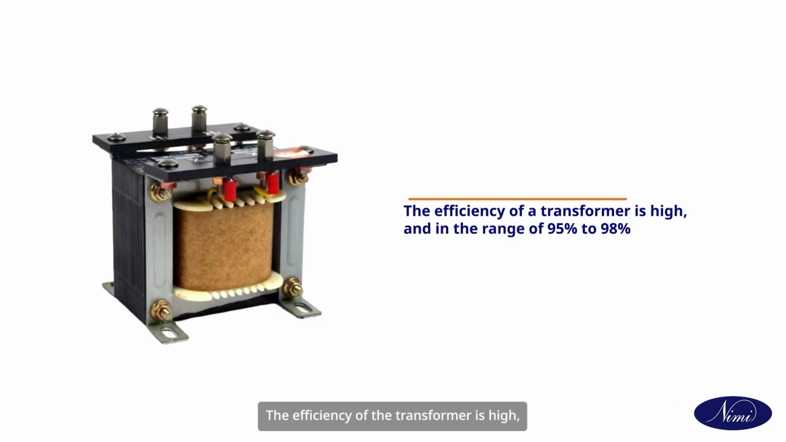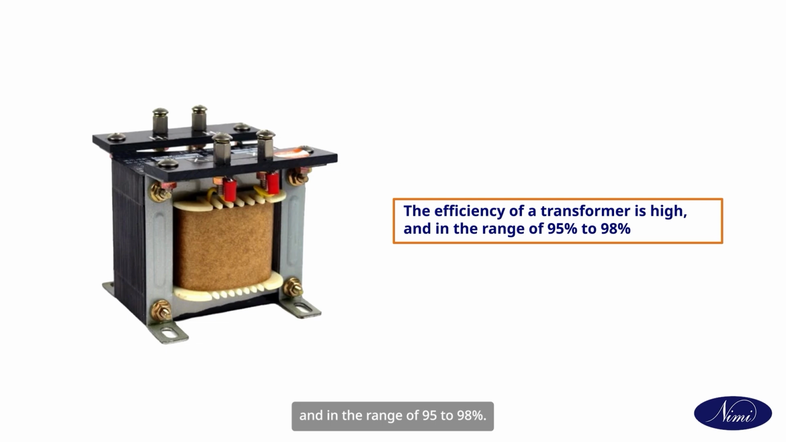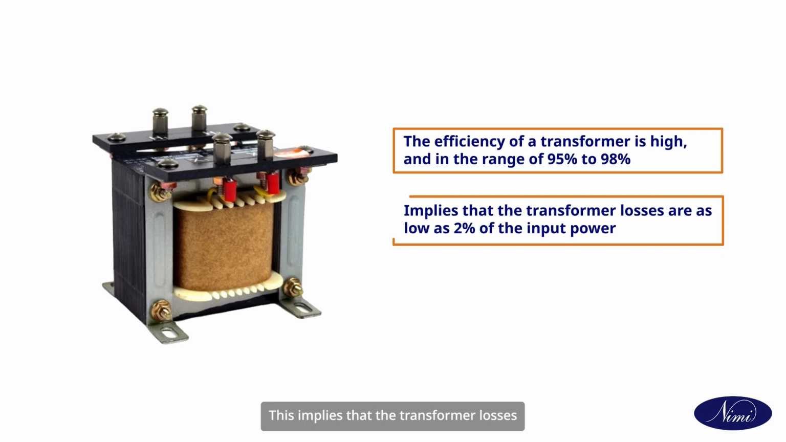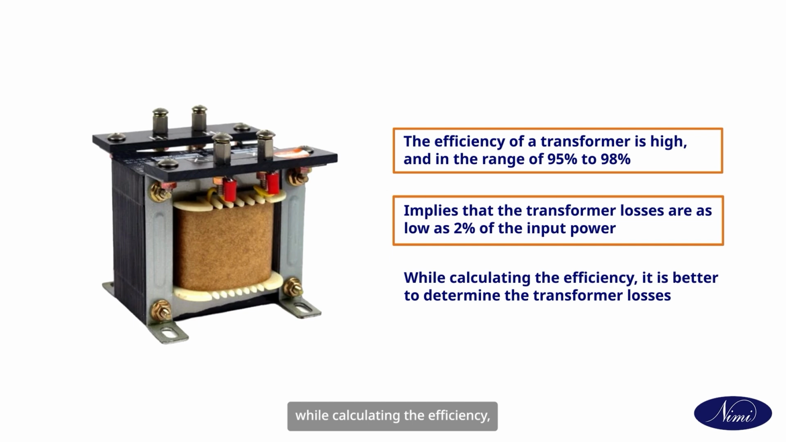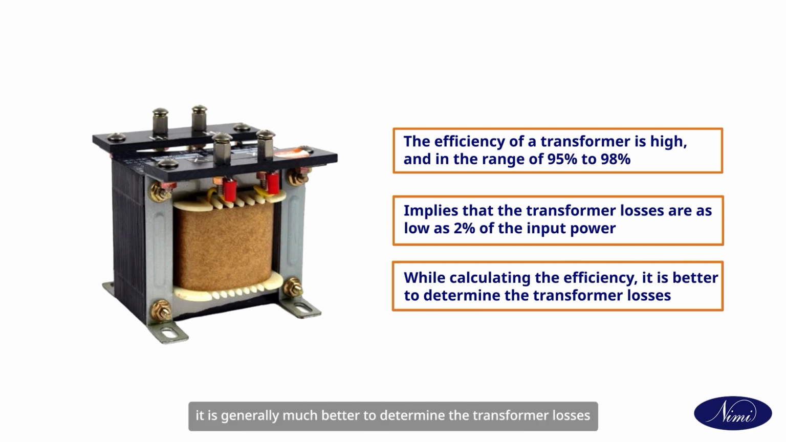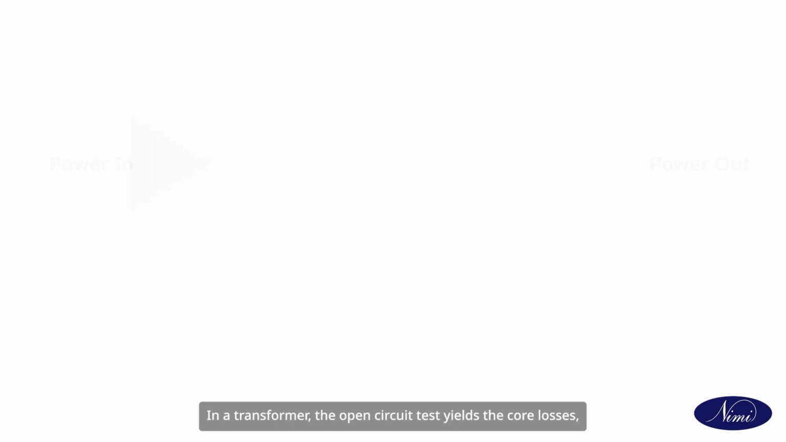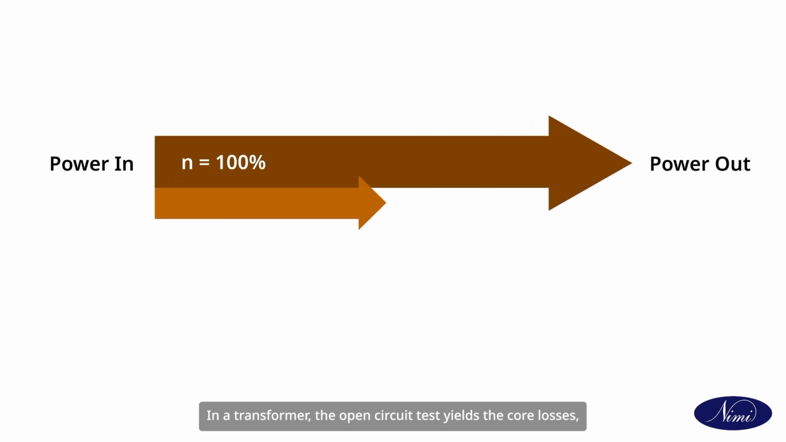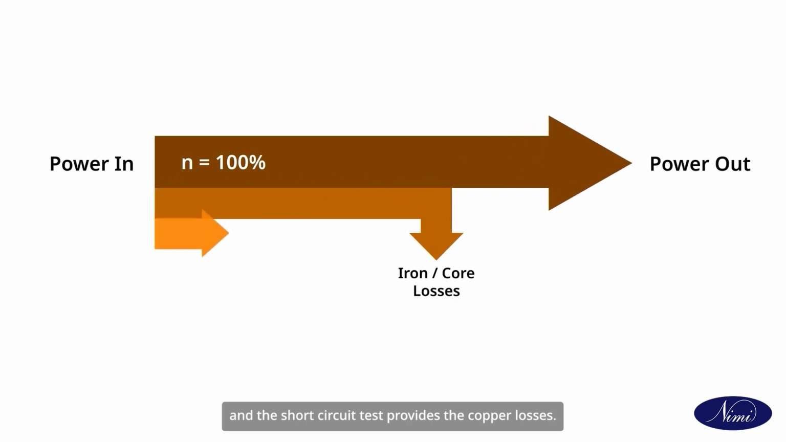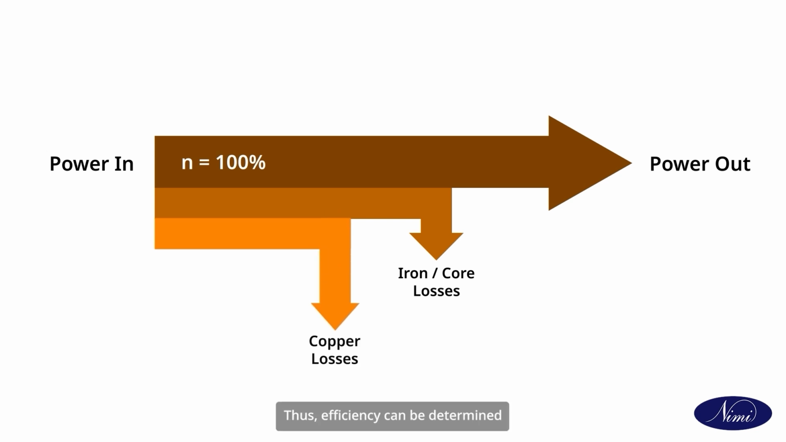The efficiency of a transformer is high, in the range of 95 to 98%. This implies that the transformer losses are as low as 2% of the input power. While calculating the efficiency, it is generally much better to determine the transformer losses rather than measure the input and output power directly. In a transformer, the open circuit test yields the core losses and the short circuit test provides the copper losses. Thus, efficiency can be determined from these data with reasonable accuracy.